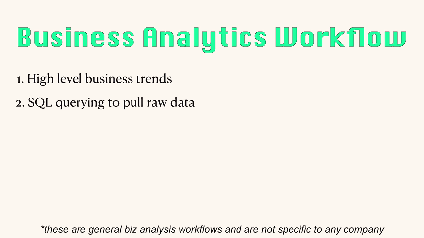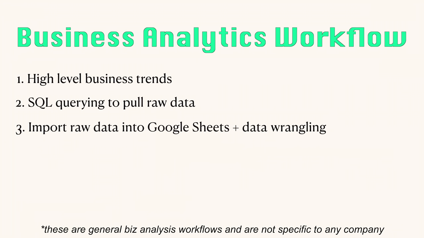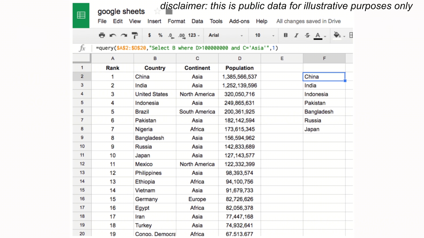Step 2, I then go deeper into analyzing these metrics by writing SQL queries to pull the raw data from hundreds and millions of our user data. Step 3, once I have the raw data, I then import it to Google Sheet and do my Excel tricks like VLOOKUP, pivot table, formulas, and this is a step I call data wrangling.